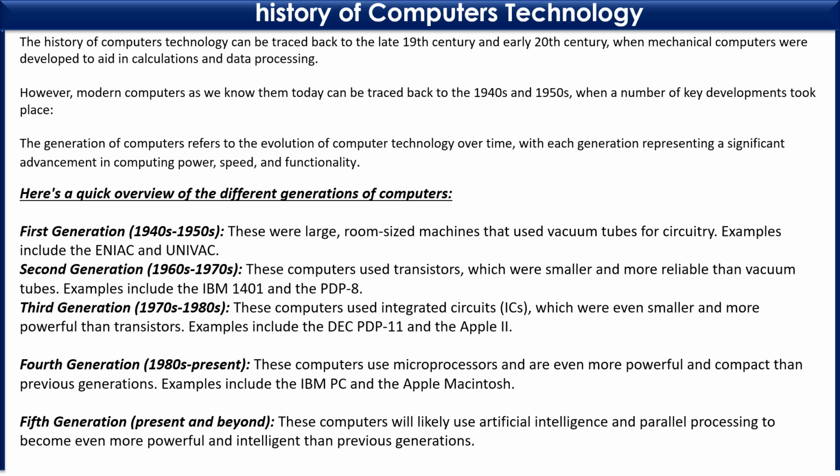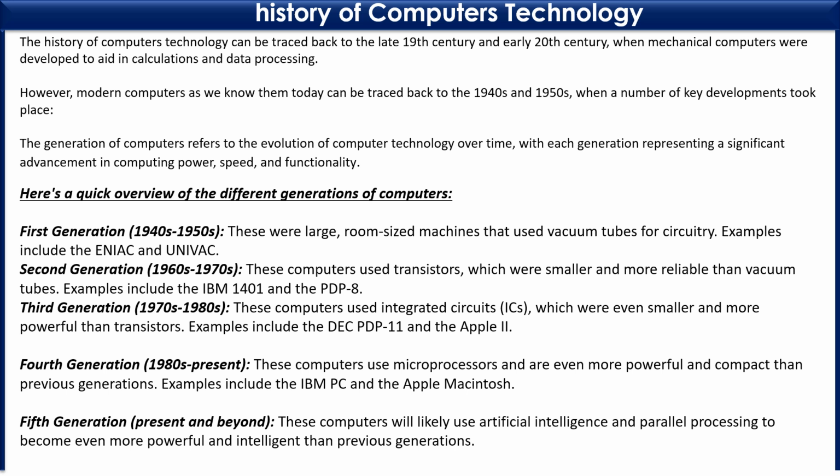So let's look at the history of computer technology in a nutshell. The history of computer technology can be traced back to the late 19th and early 20th centuries, when mechanical computers were developed to aid in calculations and data processing. However, modern computers, as we know them today, can be traced back to the 1940s and 1950s, when a number of key developments took place. The generation of computers refers to the evolution of computer technology over time, with each generation representing a significant advancement in computing power, speed and functionality.